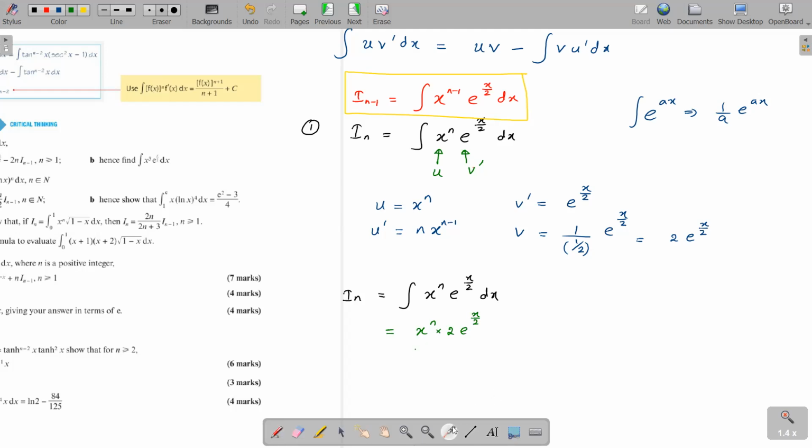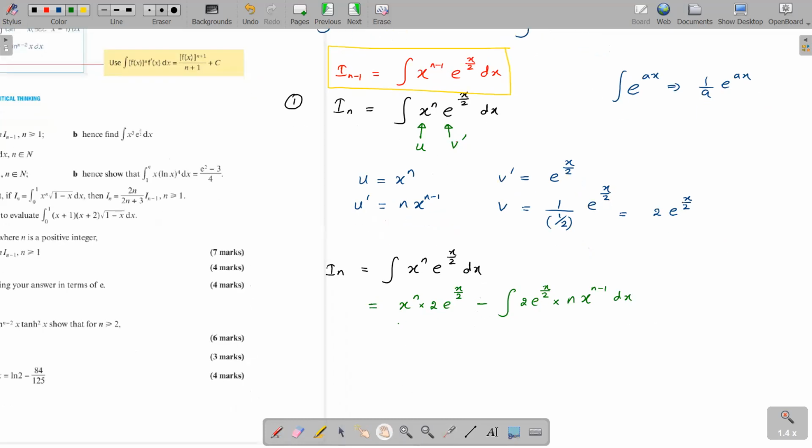So uv minus integration v u dash. Who is v? 2 e to the power x over 2. And u dash is n x to the power n minus 1. Okay, so basically I'm using this equation. I'm following the integration by parts rule. I have written everything over here.